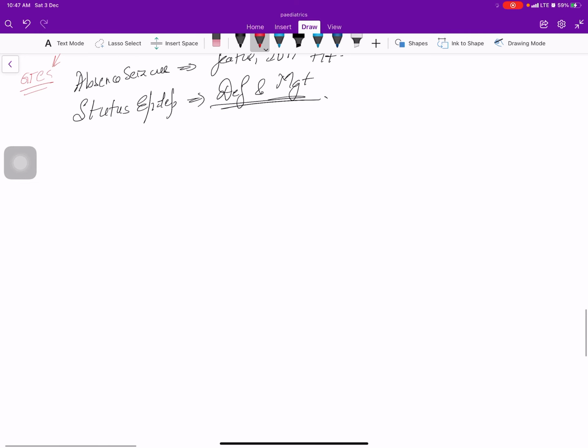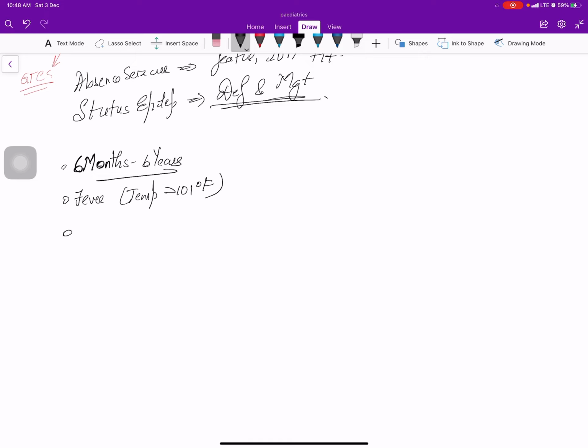Fine. So now let's go with febrile seizure. What is a febrile seizure? A febrile seizure is a seizure which occurs between a very lovely age, 6 months to 6 years. Since it's febrile, it's obviously going to have a fever with a temperature of greater than 101 degrees Fahrenheit, with no CNS infection, electrolyte abnormality, metabolic abnormality, and no past history of afebrile seizures or trauma.